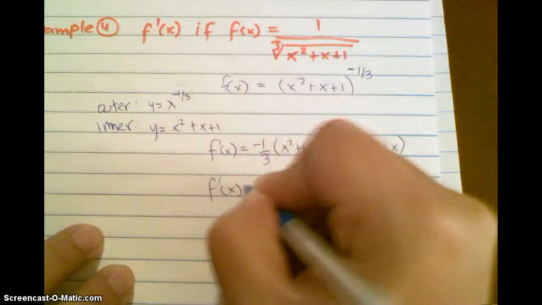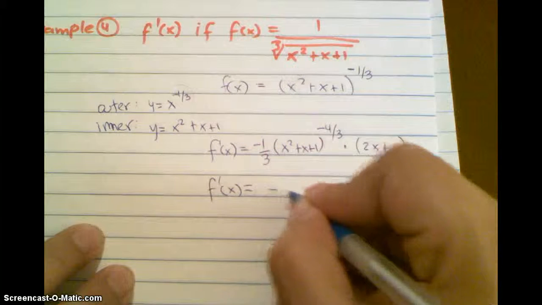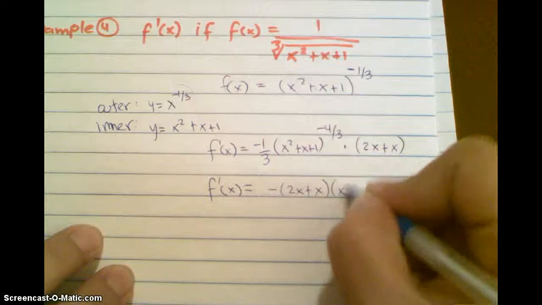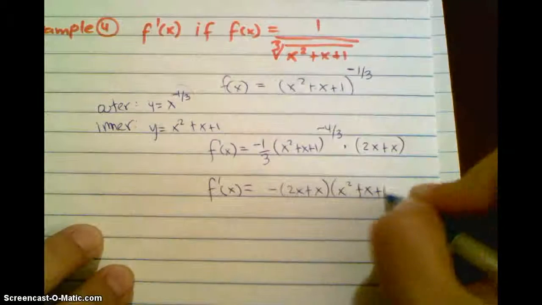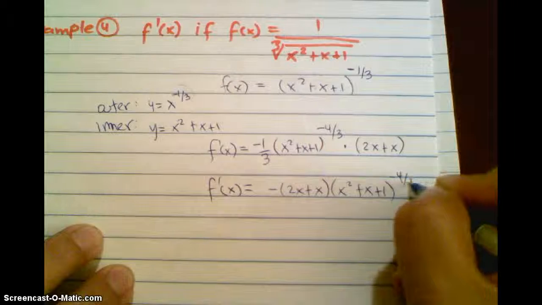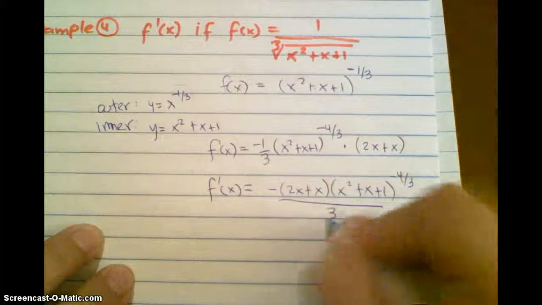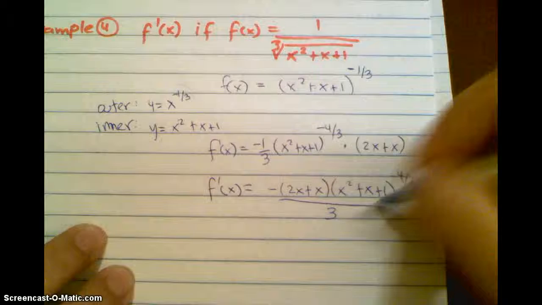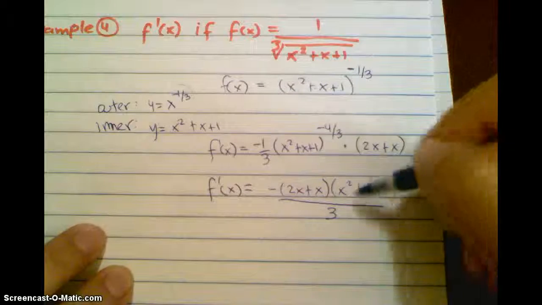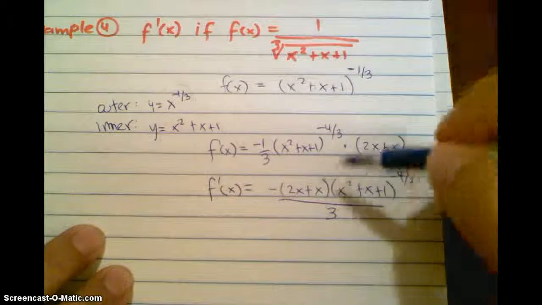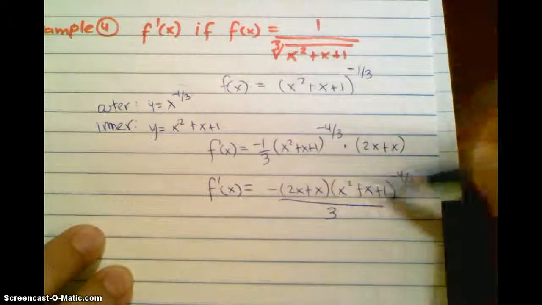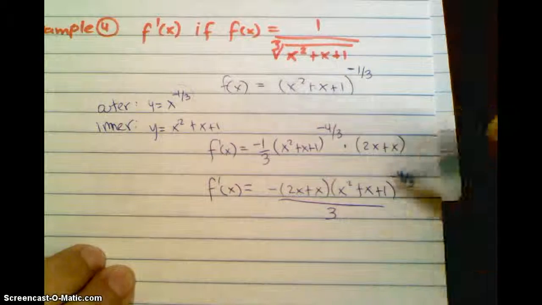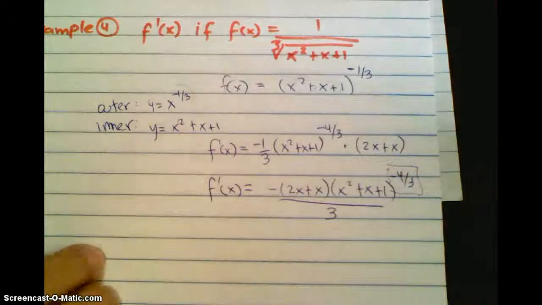F prime of x equals negative (2x plus 1)(x squared plus x plus 1) to the negative 4/3, and everything over 3. You don't want to solve this out because, first of all, it's very hard. You have a cubic root here in the denominator, so don't think that you can just double distribute and try to simplify something. That's not the case. Always pay attention to the exponent.